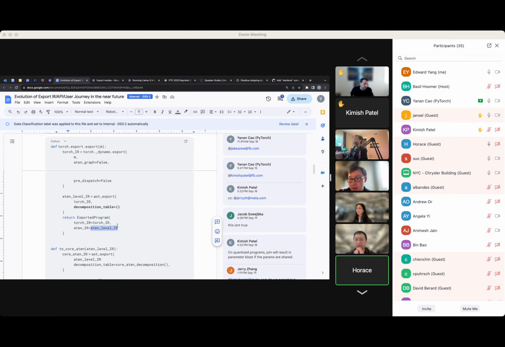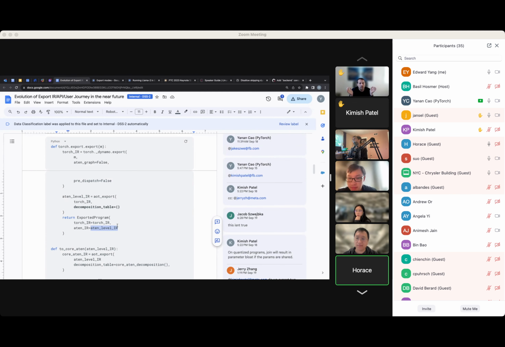I think 2 IRs is already not ideal, and so I strongly agree with this. So I actually argue that right now we don't have 1 IR, we don't have 2 IRs, we have hundreds of IRs because there are so many flags you can pass. You can enable and disable every decomposition, you can do pre-dispatch, you can do functionalization, you can do functionalization with the input mutations in the graph, without the input mutations in the graph. We are in a case right now where we have dozens and dozens of IRs.